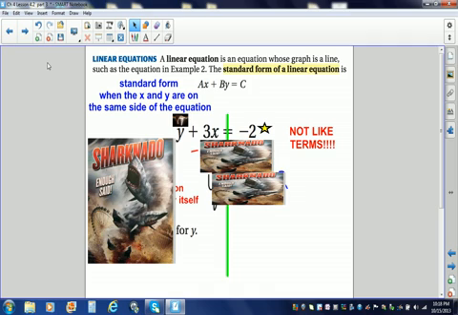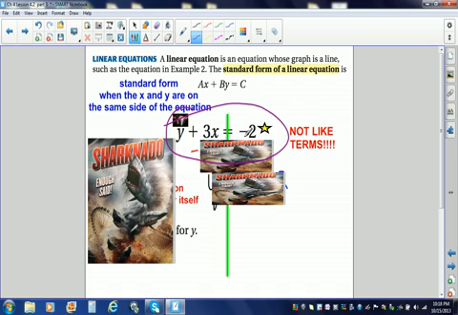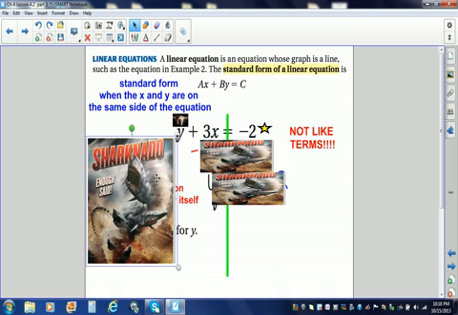If you would, please write down the equation y plus 3x equals -2. This is in standard form because the x and y are on the same side of the equation. Think of y as the tornado or sharknado. Trust me, don't waste 83 minutes of your life. You'll never get it back.